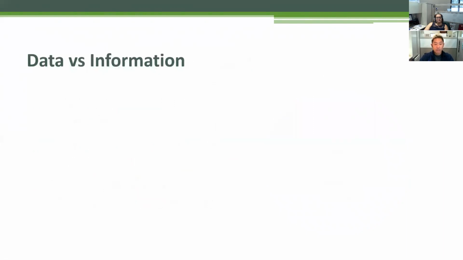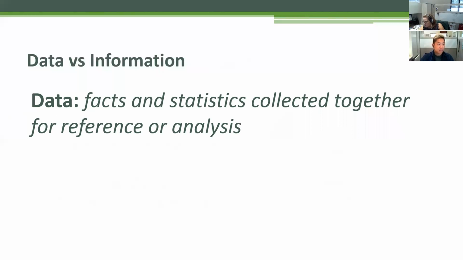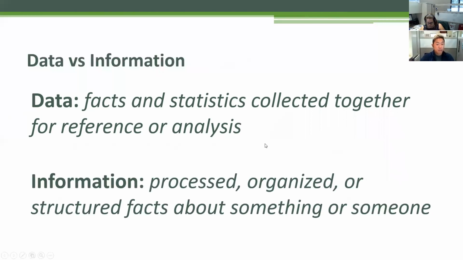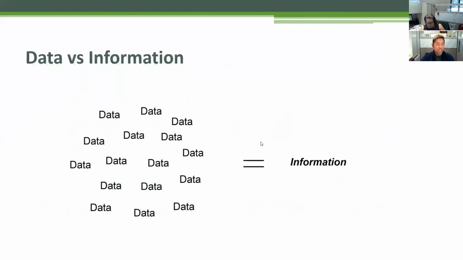So let's focus on data versus information. Data is facts and statistics collected together for reference or analysis. That could be anything from EHR records, specifics like height, weight, BMI, all the way to qualitative information that you collect from a survey or from an interview. Information, however, is processed, organized, or structured facts about something or someone. So in that definition, it is a collection of data. If you look at the image, we have a bunch of different data points, and then from there you turn that through analysis into information.